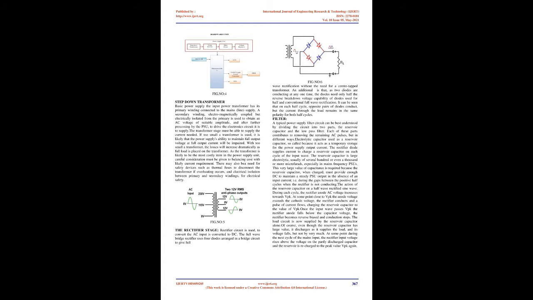Step-down transformer. Basic power supply. The input power transformer has its primary winding connected to the mains, line, supply. A secondary winding, electromagnetically coupled but electrically isolated from the primary, is used to obtain an AC voltage of suitable amplitude, and after further processing by the PSU, to drive the electronic circuit it is to supply.